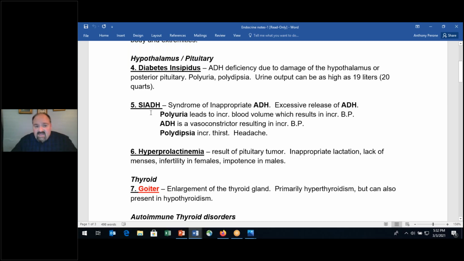This is SIADH, right, syndrome of inappropriate ADH, having an excessive release of ADH. So this can lead to issues with increasing blood volume, right? Which results in increasing blood pressure. It's a vasoconstrictor, so it's also known as vasopressin, right?